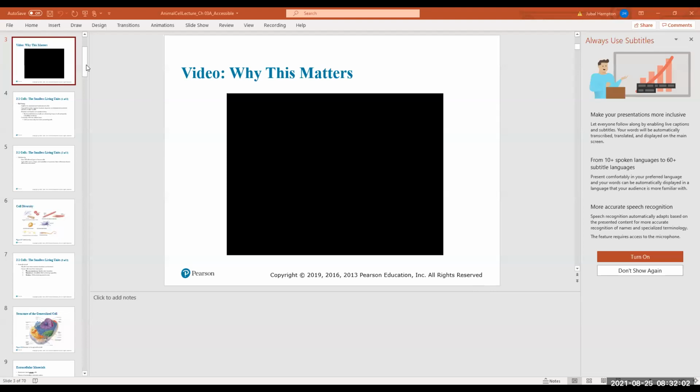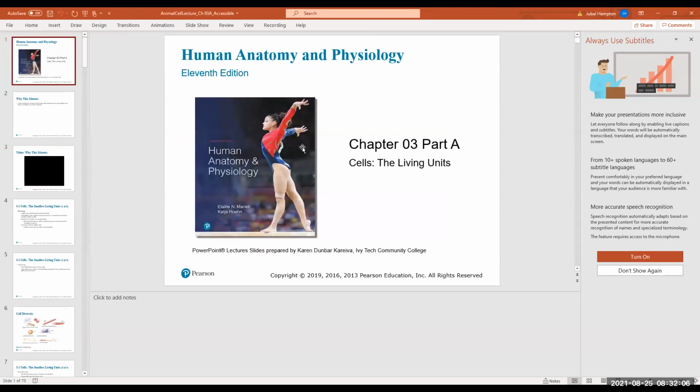All right. Can you guys see the chapter 3, part A, cells, living units? If you can see that, please type yes in the chat box real quick. And I'll have a look. Okay, good. You guys can see that.